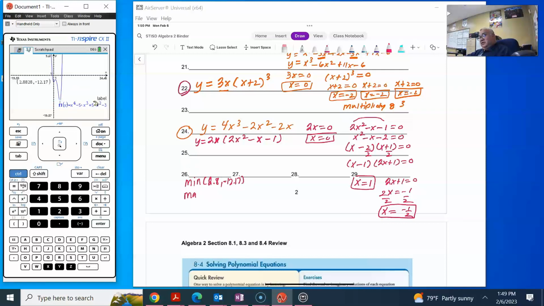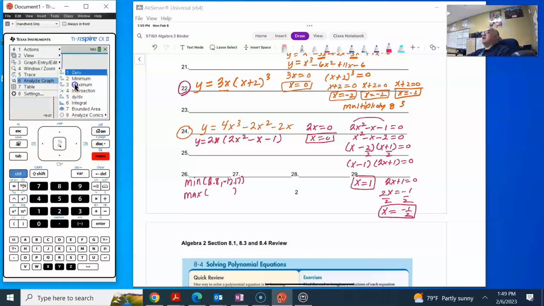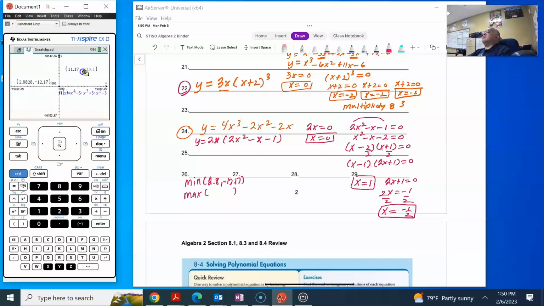And then your max, we'll go to menu, analyze graph, max. Let me do it again. So I have menu, max. So that's where my max, this right here is your relative max. So I'm going to go ahead and zoom in. So I went ahead and zoomed in, menu, analyze graph. So it's 0.8 and negative 1.9.